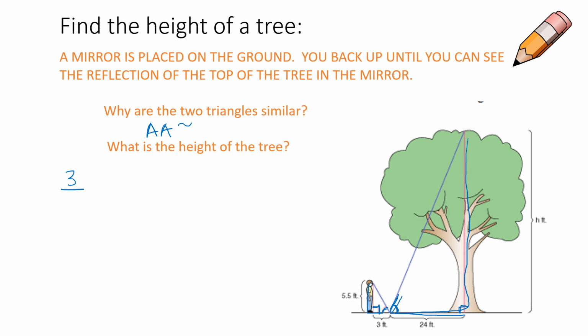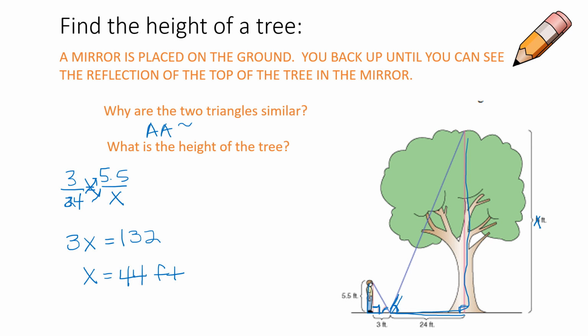So the bottom 3/24 has to be congruent to 5.5 over x, because x is the height of the tree. We can make this height of the tree x. So when I start to cross multiply, I get 3x equals, if you type in your calculator, 24 times 5.5, you should get back the number 132. And when I divide both sides by 3, I get x equaling 44. So this tells me, since x was the height of my tree, that the height of my tree should be 44 feet.